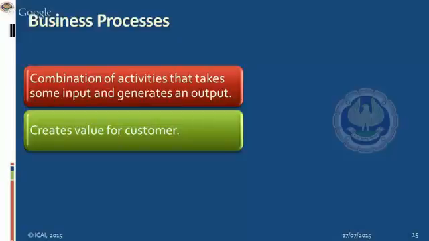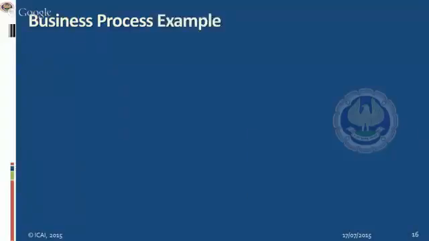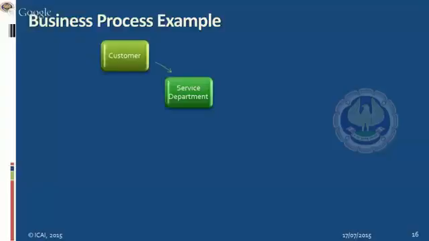What is creating a value for the customer? Let us discuss. And one more thing about a business process, that it may spread across different functions. What is creating value for the customer and what is spreading across different functions? Let us understand with a quick example. There is a customer who is approaching the service department. Let us assume that we are interested in getting our car serviced. We are going to the authorized service station and we wish to contact the service department.